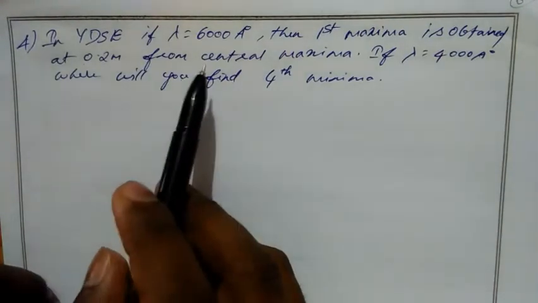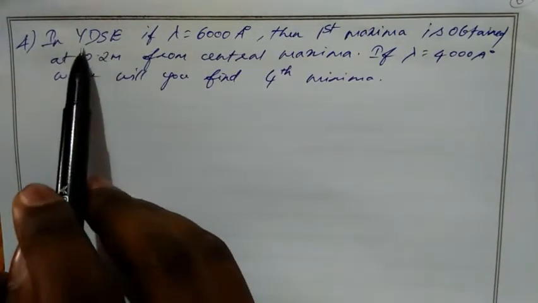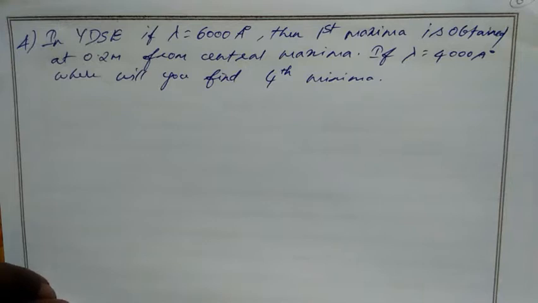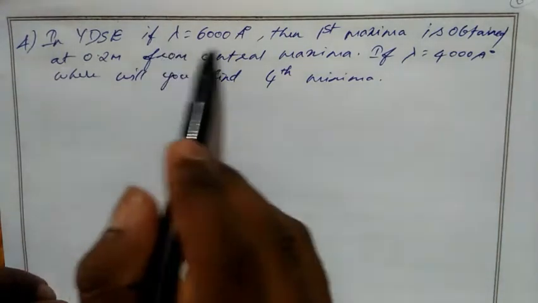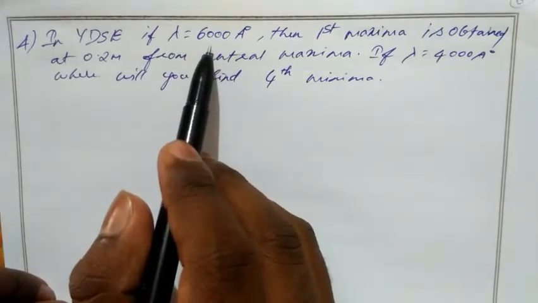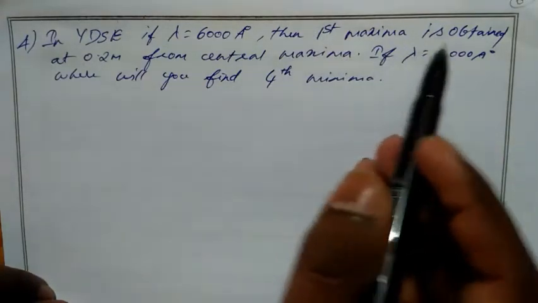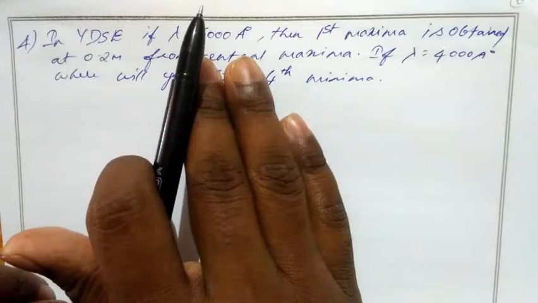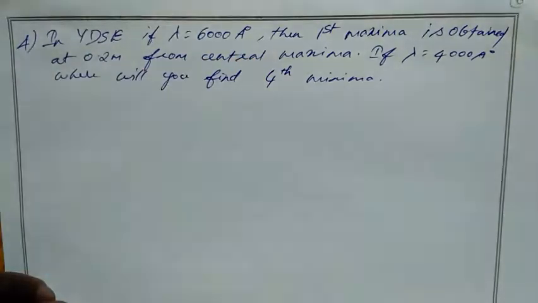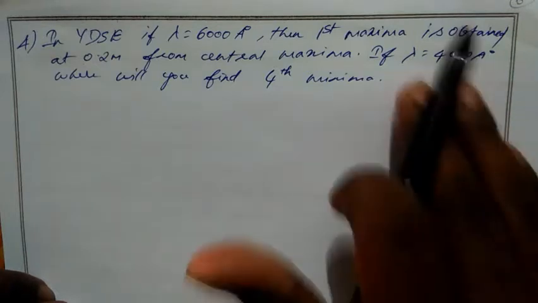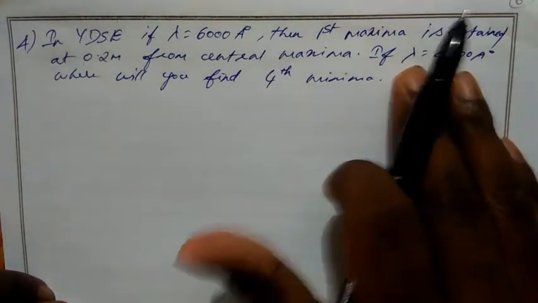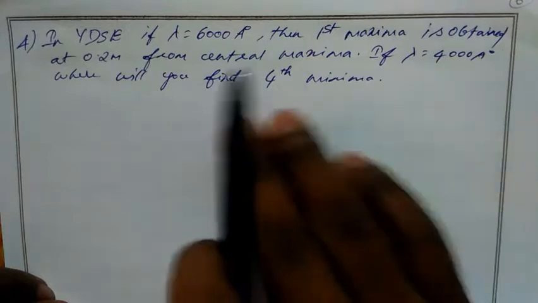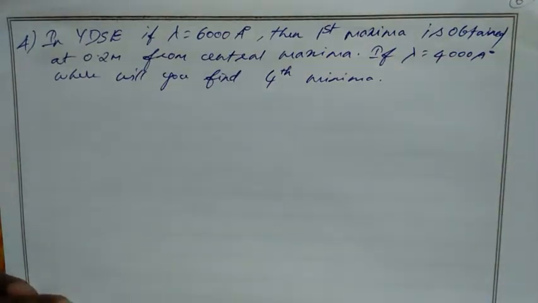Next problem, a kind of tricky question. In YDSE, which means Young's double slit experiment, the wavelength of the monochromatic source is 6000 angstrom, and the first maxima is obtained at 0.2 meter from the central maxima. If the wavelength of the monochromatic source is changed to 4000 angstrom, where will we get the fourth minima?